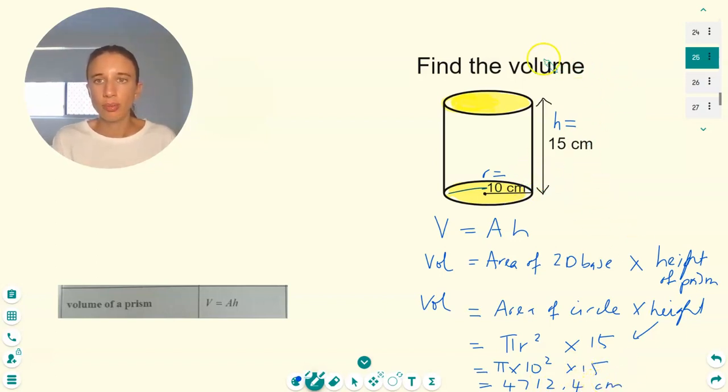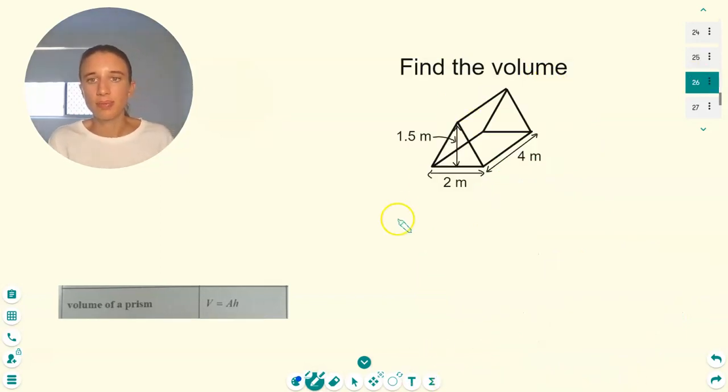Now volume, okay, perimeter would be in centimeters, area would be centimeters squared, volume is 3D, we're talking cubed. All right, so that's the volume of this shape.